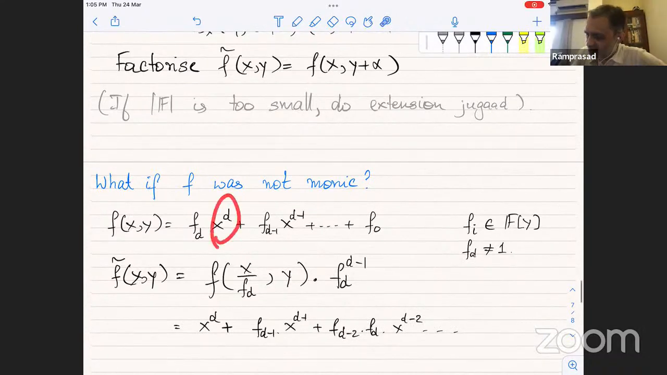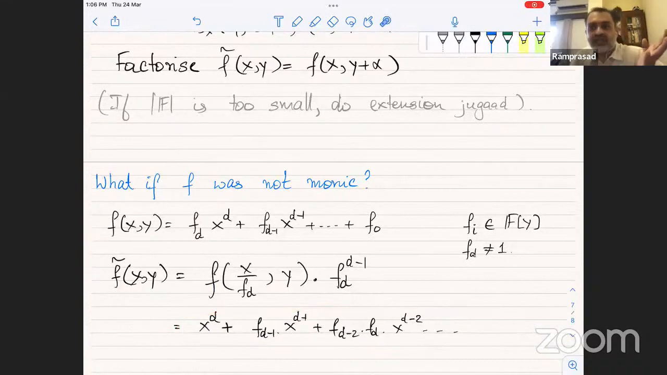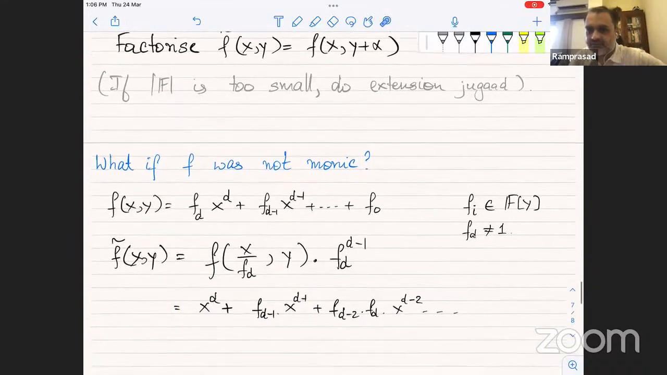Because this guy will contribute an x by fd, the whole power d, and I'm multiplying by fd power d minus 1, so that cancels off, so I get x power d. And every other term, I might get a denominator of something that looks like fd power something. But fortunately, the thing outside is large enough such that it cancels off those denominators. So I now end up with a new polynomial, which now magically is a monic polynomial.